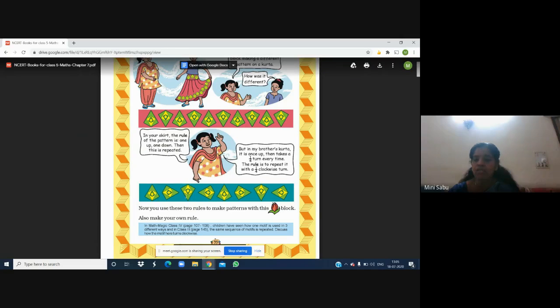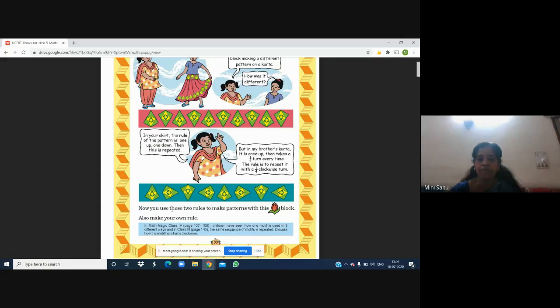So this rule is called a 1/4 turn, and since it has turned clockwise this way, just like a clock moving, we call it a 1/4 clockwise turn. It has another name also, 1/4 right turn. 90-degree right turn. 90-degree clockwise turn. All are the same.